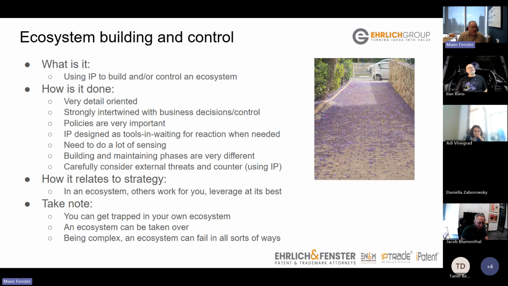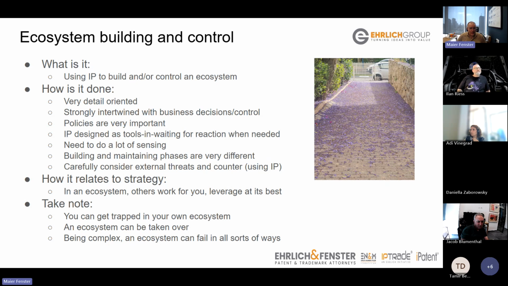Sometimes you want to build an ecosystem or control an ecosystem. That's very high level strategy. And guess what? It's an activity you have to do in order to get there. And I'm not going to tell you how to do it. No room on one page.